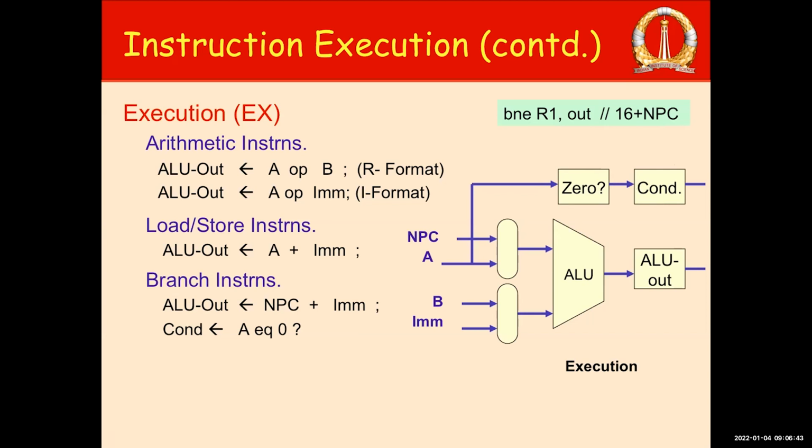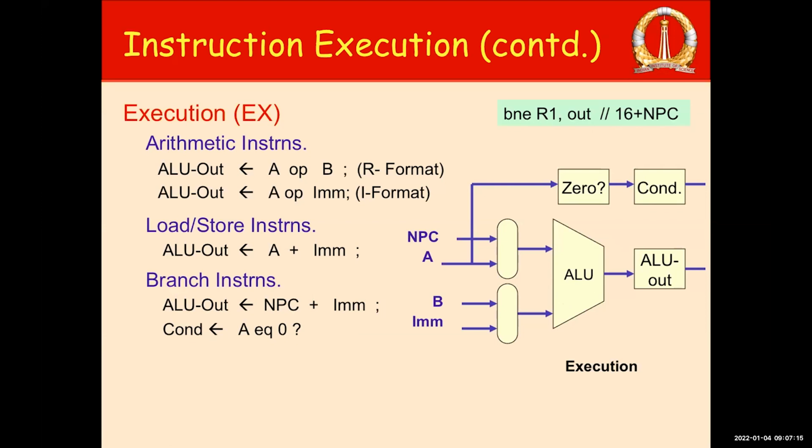So this is exactly what happens in the EX phase. In the EX stage, depending on whether it is an arithmetic operation, a load store operation, or a branch operation, some computation is performed. For an arithmetic operation, it is a computation that is to be performed. For the load or store instruction, it is the effective address calculation. For the conditional branch instruction, it is the target address calculation that happens during the EX stage.